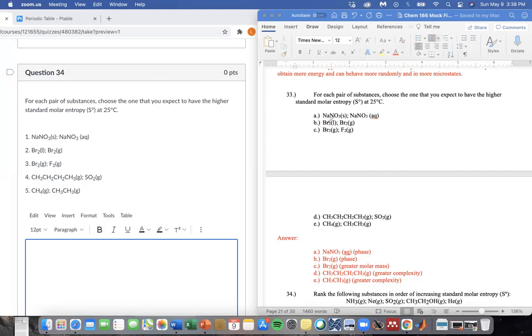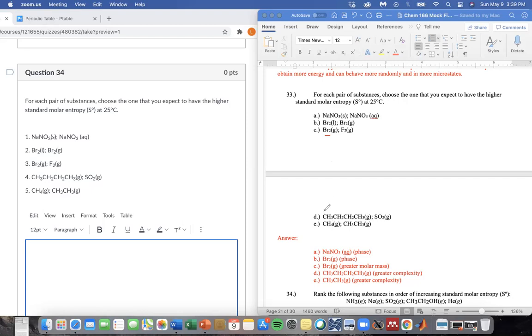For the next one, we have Br2 versus F2. Br2 is larger than F2. It's lower on the periodic table and also has the larger molar mass. And because of that, it would be Br2 that had the higher standard molar entropy. So it would be Br2 again.